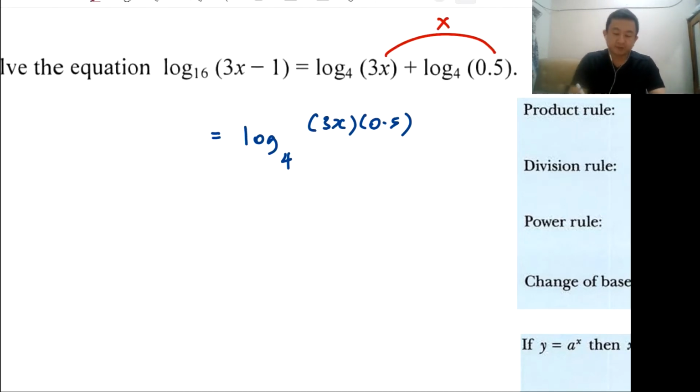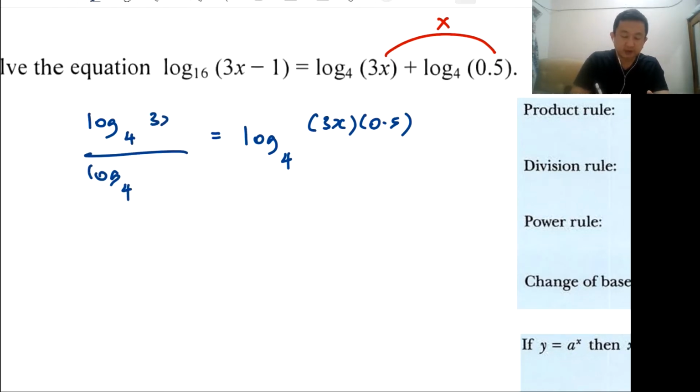Okay, this is base 4. This is base 16. Of course, we are changing the bigger value of base to a smaller value of base. How do we change this? Change of new base. So you can go for log base 4 over log base 4. You can put 3x minus 1 here. You can put 16 here. You can do this. I told you the shortcut just now, right?